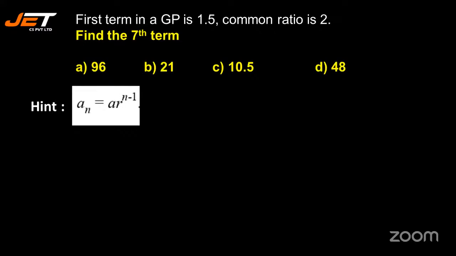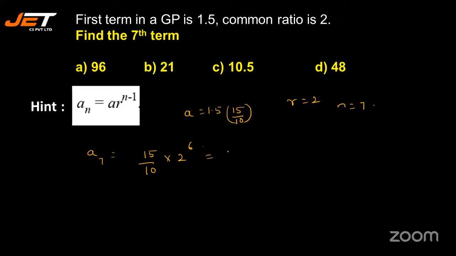The first term of the GP is 1.5. Common ratio is 2. Find the seventh term. Okay. Yes. Quickly, we'll try to solve this. A is 1.5. In other words, 15 by 10, which is easy for us. R is 2, N is 7. So we are supposed to find out A 7. So what is A? 15 by 10 into R is 2 to the power 7 minus 1 is 6.